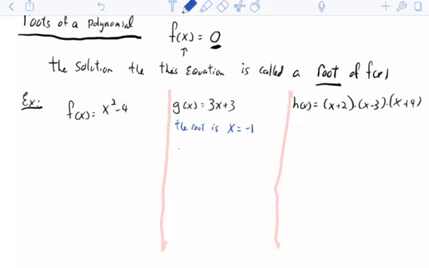Let's test it. 3 times minus 1 plus 3, that's minus 3 plus 3, which is equal to 0. Sure enough, for x is equal to minus 1, you get the right output, 0. So this is definitely a root.